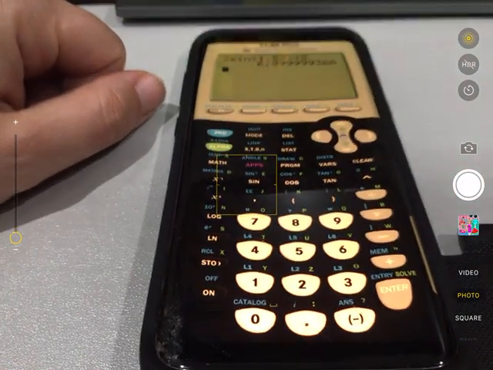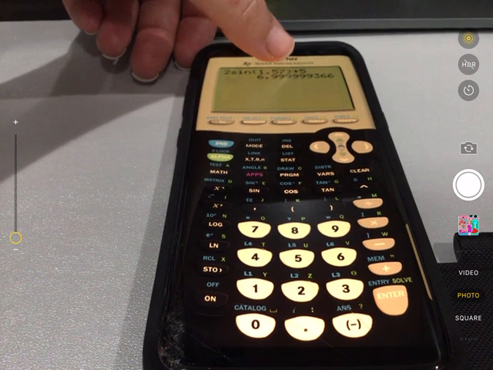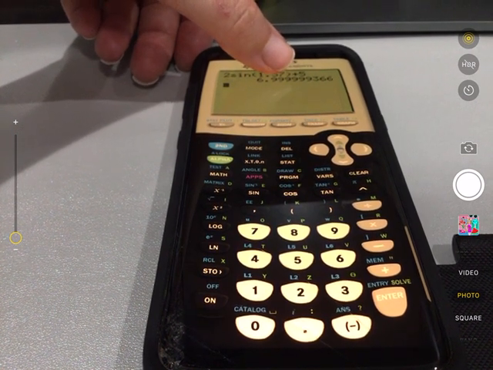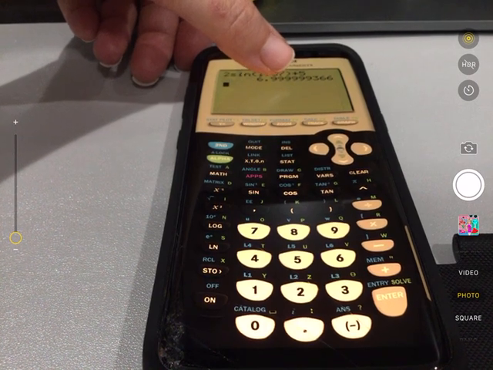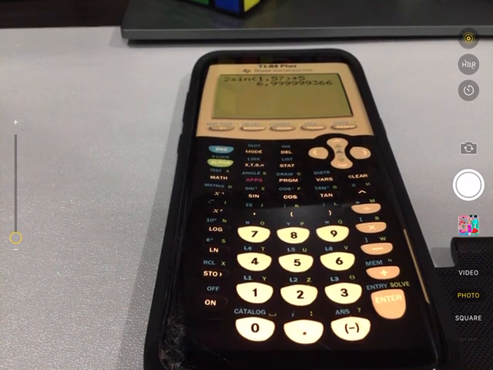Enter. And so to the nearest tenth, we look at the 9, which is in the tenths spot. We look to the right, it's a 9. So the 9 is going to become a 10. So it's going to become a 0, and then the 6 is going to go up to 7. So it's going to be 7.0.